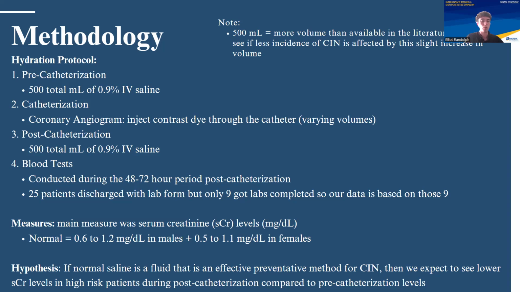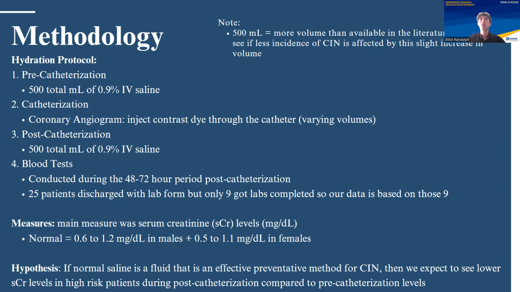However, only 9 of the patients completed their labs, so our data is only based on those 9 patients, which is unfortunate. And so for our measures, we mainly measured serum creatinine levels, which, as I explained earlier, helps define how well the kidneys are able to filtrate stuff through your blood. And so the normal levels range from 0.6 to 1.2 in males and 0.5 to 1.1 in females.